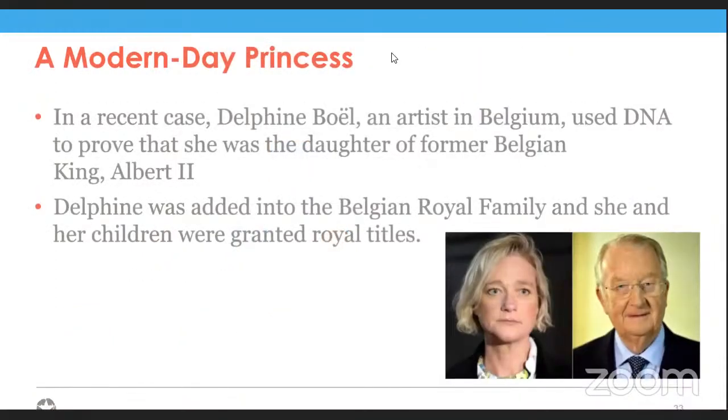In a recent case, Delphine Boel, an artist in Belgium, used DNA to prove that she was the daughter of former Belgian King Albert II. It was a 7-year legal battle, but Delphine was added into the Belgian royal family, and she and her children were granted royal titles.